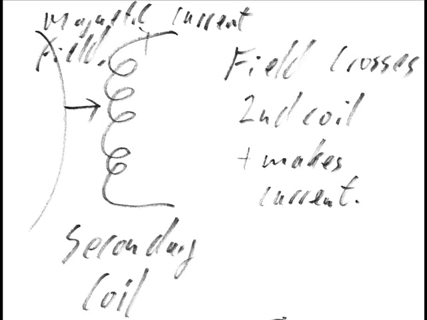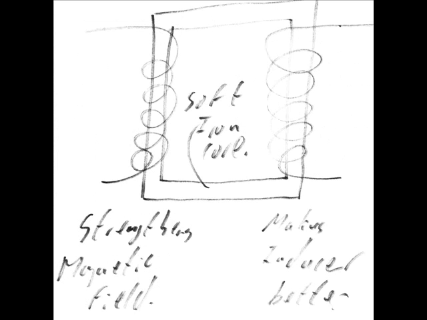If we have more loops on the primary coil, then we will generate a stronger magnetic field, and so more field lines. However, if we don't have as many loops on the secondary coil, then there won't be as many wires to cut the magnetic field lines. The potential difference supplied to the primary coil will be reduced on the secondary coil because there aren't enough loops to pick up all the magnetic field lines.